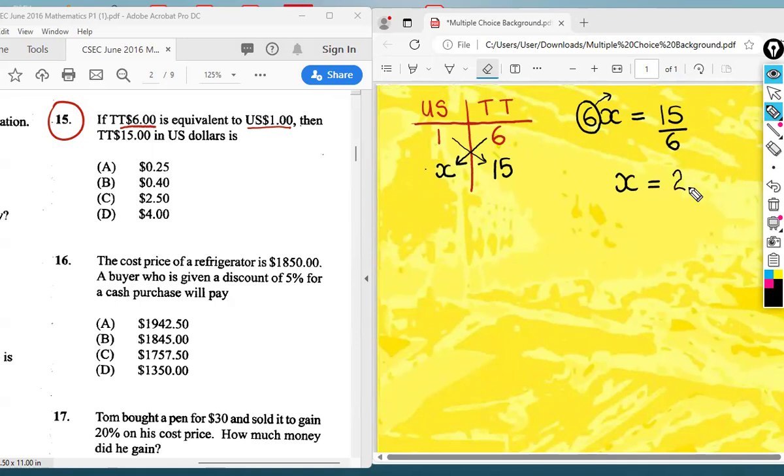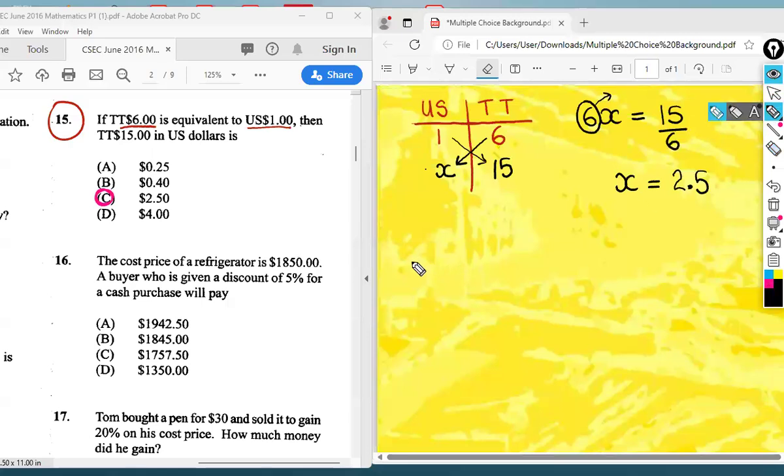is 2.5, right? So the answer would be $2.50, because 2.5 is really $2.50. So number 15, like what most people said, was C. Number 16. Now, there are two ways to do number 16. I just want to do it the fancy way because I have the cross here already, right?